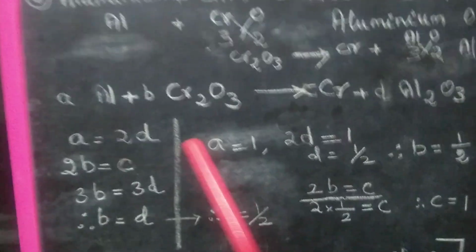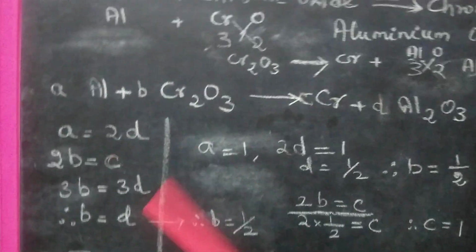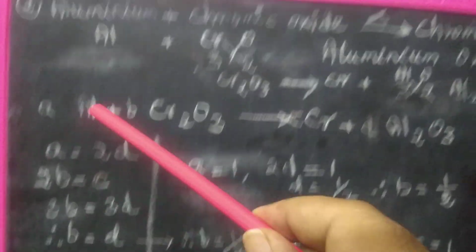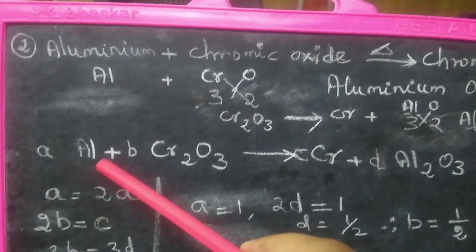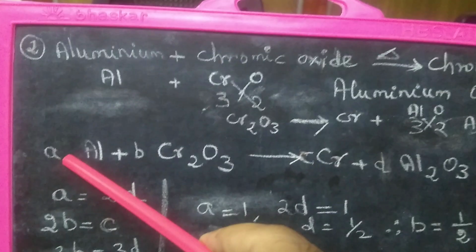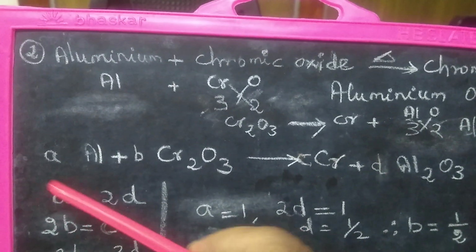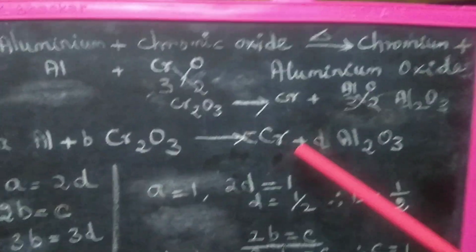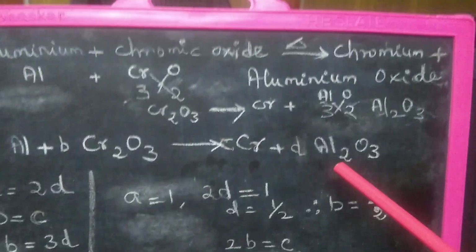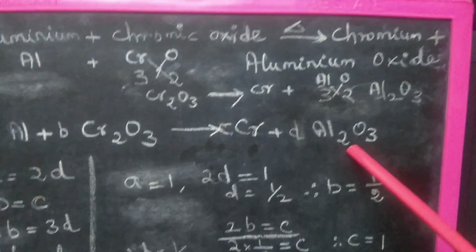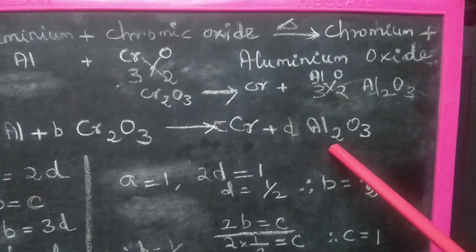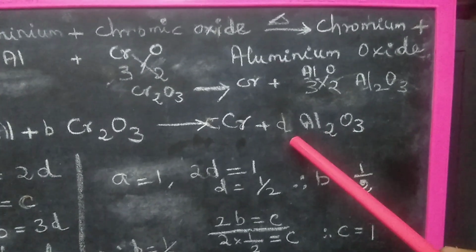Okay, now let us try to equate. Let us try to form the linear equation here. How many aluminium in the left hand side? Only 1. And what is the number in front? A. Therefore 1A. So 1A we can simply write A. 1 we need not write. A is equal to, on the product side where aluminium is present, here it is present in Al2O3. How many aluminiums are there? 2 aluminium.